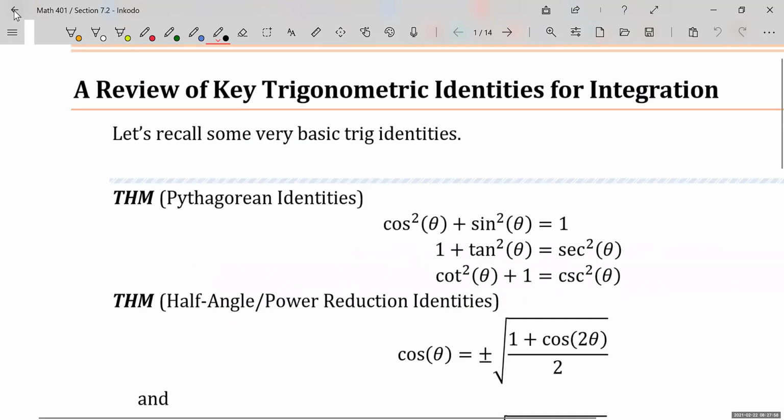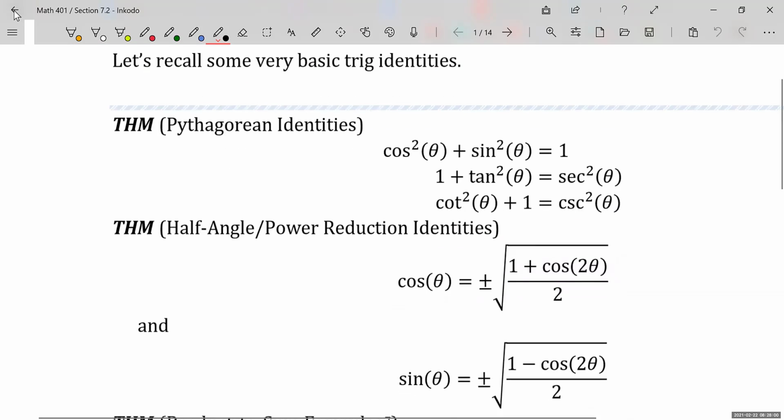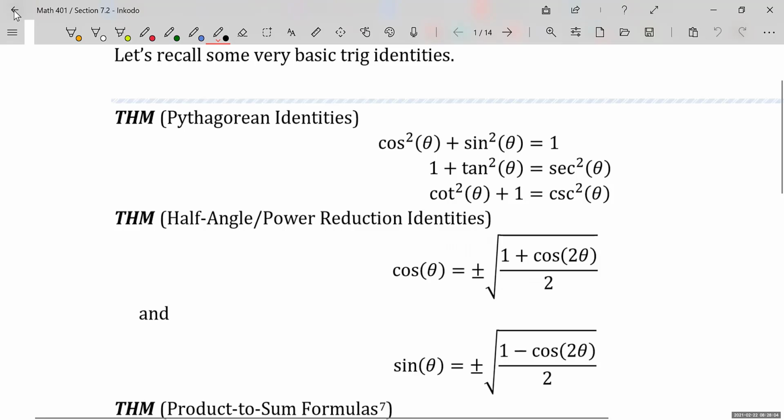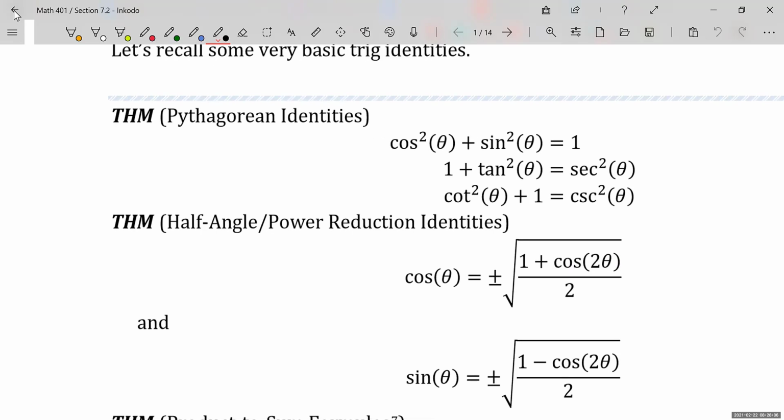The key identities you're going to need pretty much for the rest of this course are, well, let's just focus on the ones I would say you have to memorize or have in your brain. The Pythagorean identities. So these right here: cosine squared plus sine squared is equal to 1. 1 plus tan squared is equal to secant squared. And cotangent squared plus 1 is equal to cosecant squared. Those you have to know. Like you should know them three months ago or something like that.